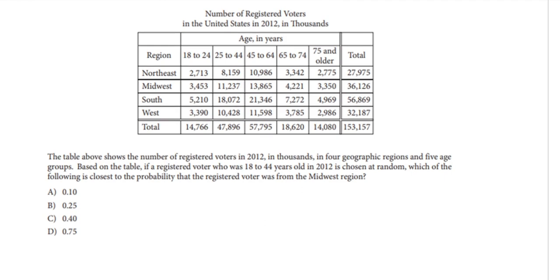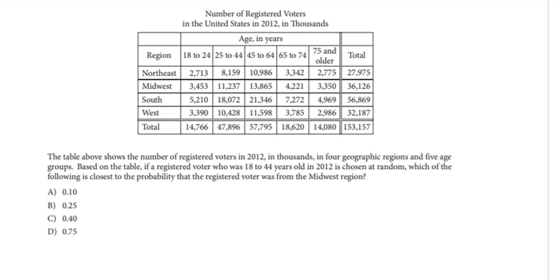Here we have another table that has regions and ages for registered voters in the United States. The table above shows the number of registered voters in 2012 in thousands in 4 geographic regions and 5 age groups. Based on the table, if a registered voter who was 18 to 44 years old in 2012 is chosen at random, which of the following is closest to the probability that the registered voter was from the Midwest region?